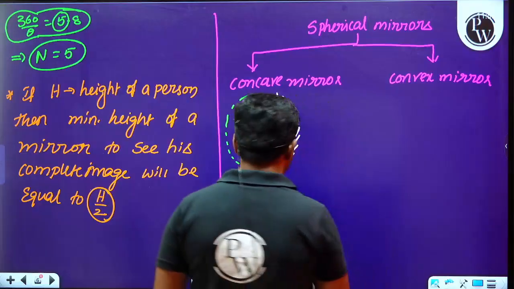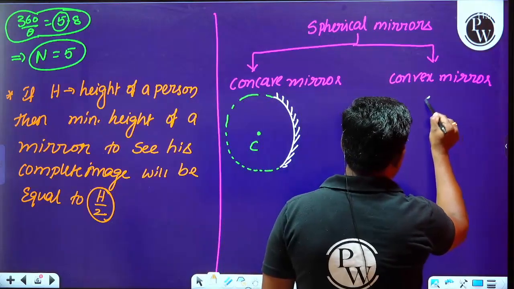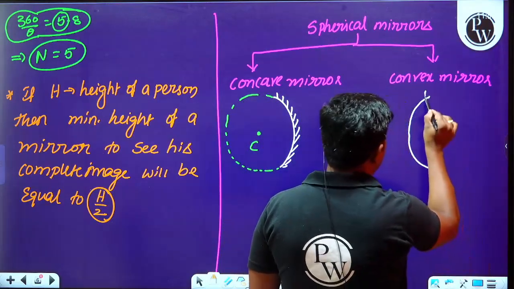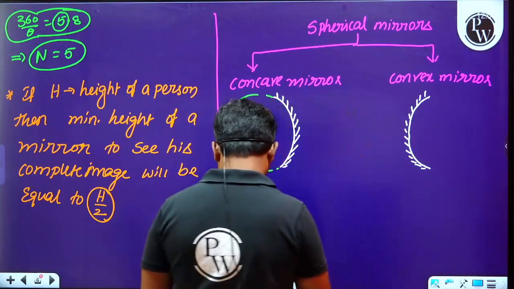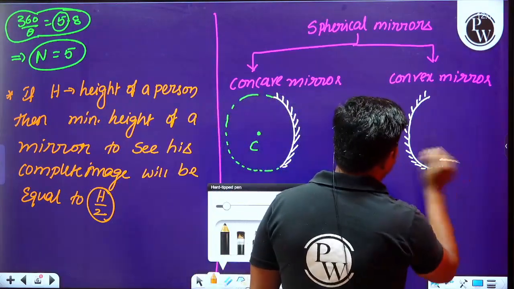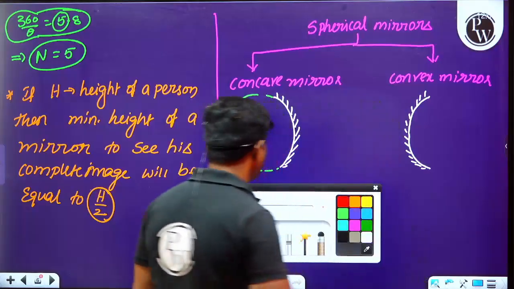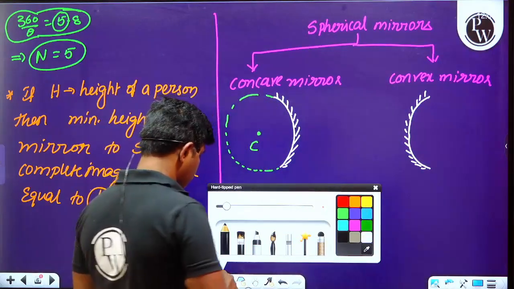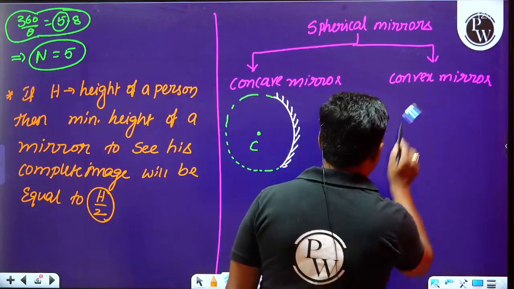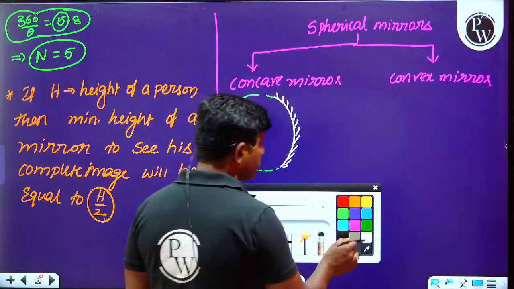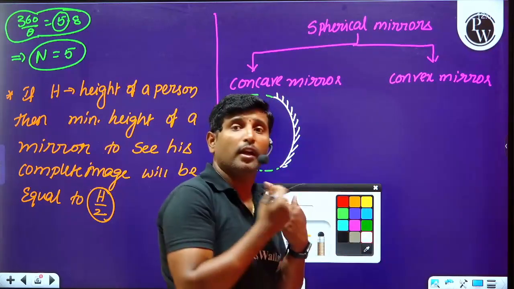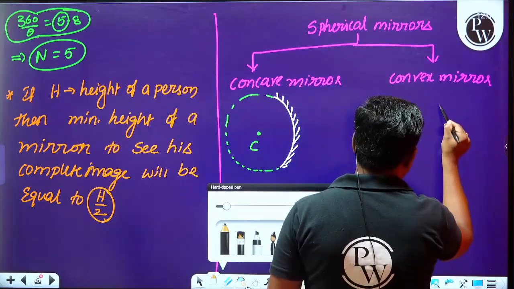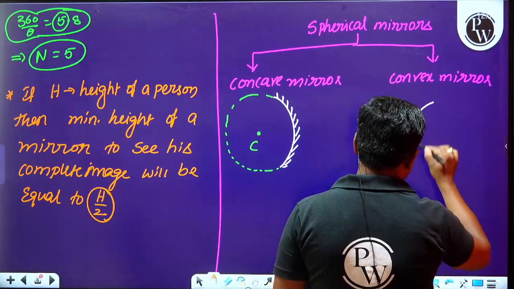And similarly, whenever we move to the convex mirror, we can say that it is the mirror in which the reflecting surface is away from the center. I will redraw this diagram here, in which the reflecting surface is away from the center. So please look at the diagram carefully.